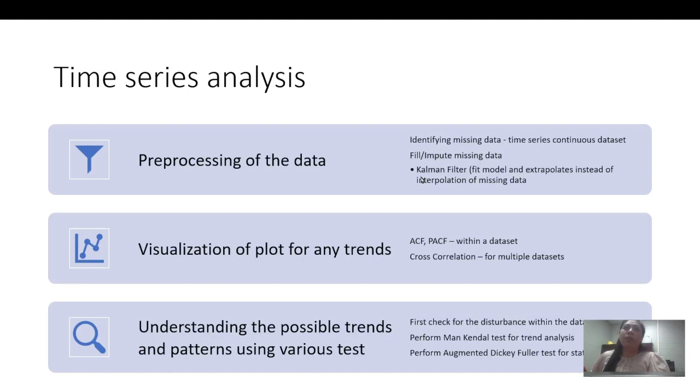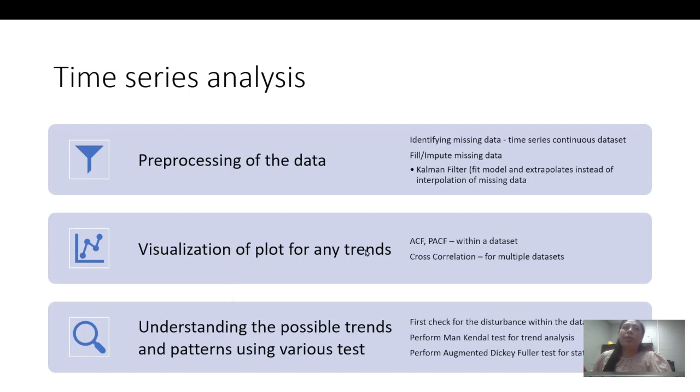So I'll be using the Kalman filter to extrapolate the data for the missing part, and then visualization of the data to see if there is any trend present, if there is any seasonality present. That will be done using plots and graphs.